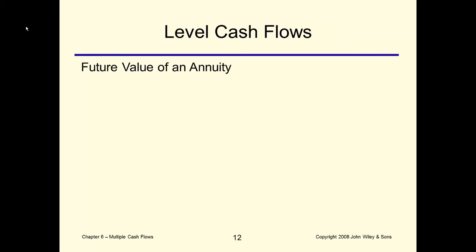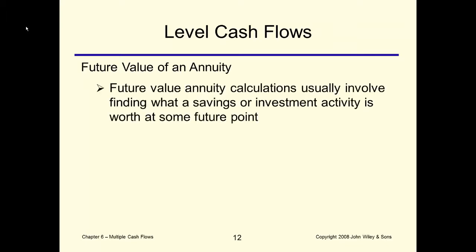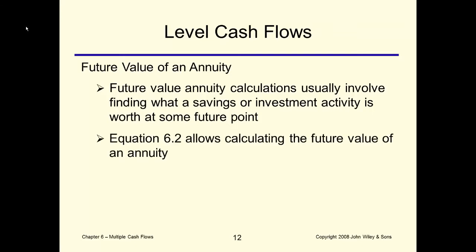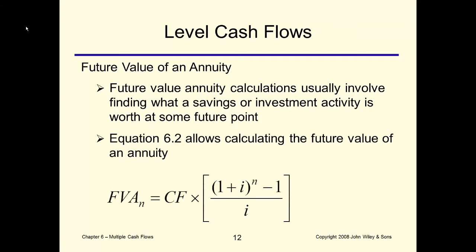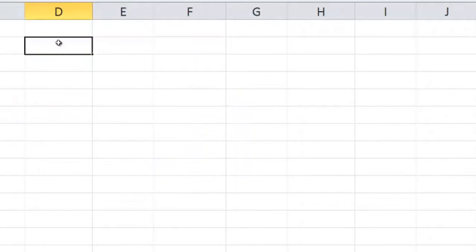We also have an equation for calculating the future value of an annuity. Typically, we use this calculation when we're saving for the future. So you're putting some amount of money away every year, and you want to know how much you'll have at the end. This is a common exercise for retirement planning. So equation 6.2 gives us that fast way of working out the future value of an annuity, so that we don't have to calculate every cash flow and then add those future values up. Let's go through an example of this.